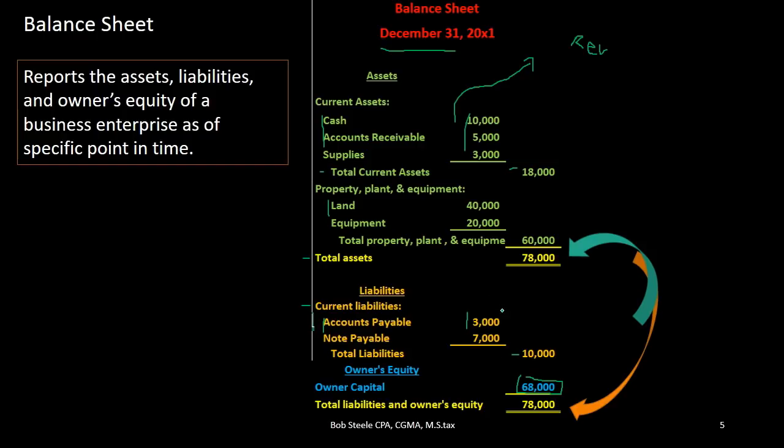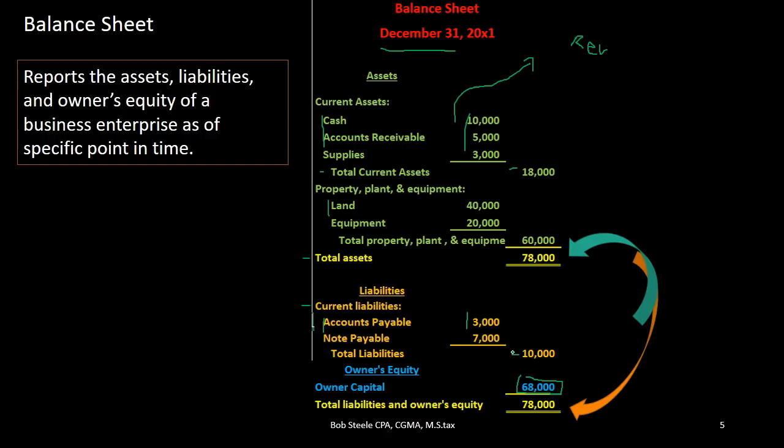That represents if we sold the company and sold all of the assets and got the cash of $78,000 and then paid off the $10,000 liabilities, that represents how much cash would go to the owners, whoever those owners may be, whether it be sole proprietor or partners or shareholders.